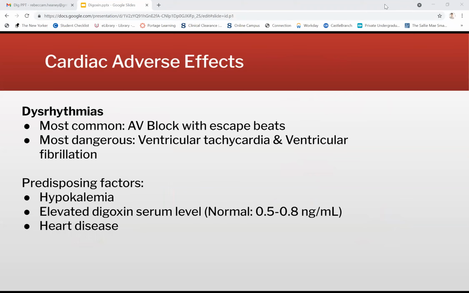As previously discussed, digoxin alters the distribution of ions across the cardiac cell membrane. It alters the electrical responsiveness of the cells. This is useful in treating dysrhythmias like AFib, but it can also act in several ways to cause cardiac dysrhythmias. The most common cardiac dysrhythmia that can be caused by digoxin is AV heart block, and the most dangerous are ventricular tachycardia and VFib. Dysrhythmias are more common in those with an elevated serum level of digoxin, those with heart disease, and in the presence of hypokalemia.